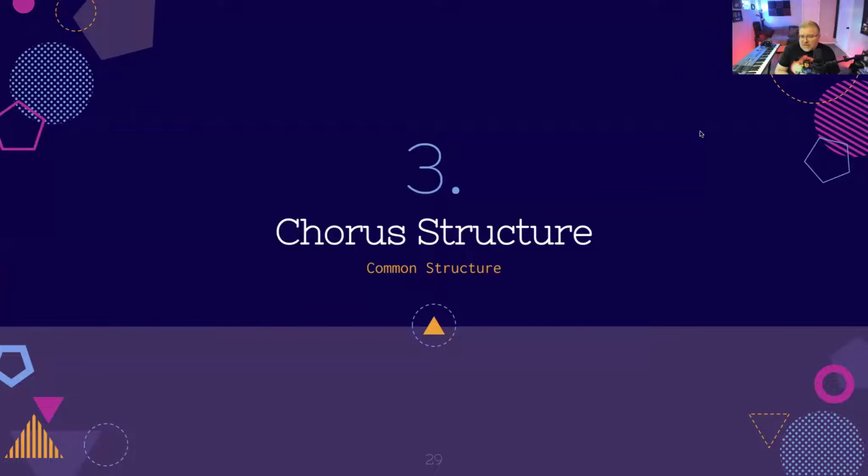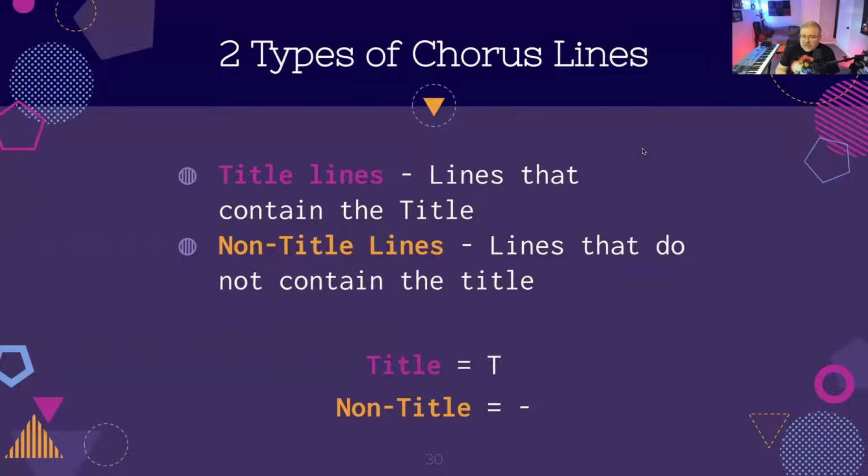So now let's start talking about common chorus structure. Choruses have two types of lines. There's title lines, or lines that contain your title. And then there's also non-title lines, or lines that don't contain the title. Jimmy Kachulis at Berkeley calls the non-title lines swing lines. So you have title lines and you have swing lines.